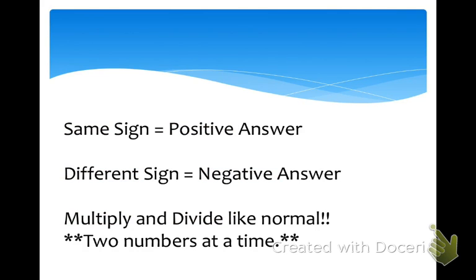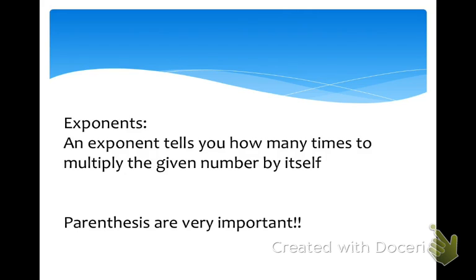All right, so now, exponents. An exponent tells you how many times to multiply the given number by itself. And then it's very important to worry about where the parentheses are. Parentheses are very important, okay? So why is this important? Well, first off, we've got to talk about what an exponent means. Up here it says an exponent.